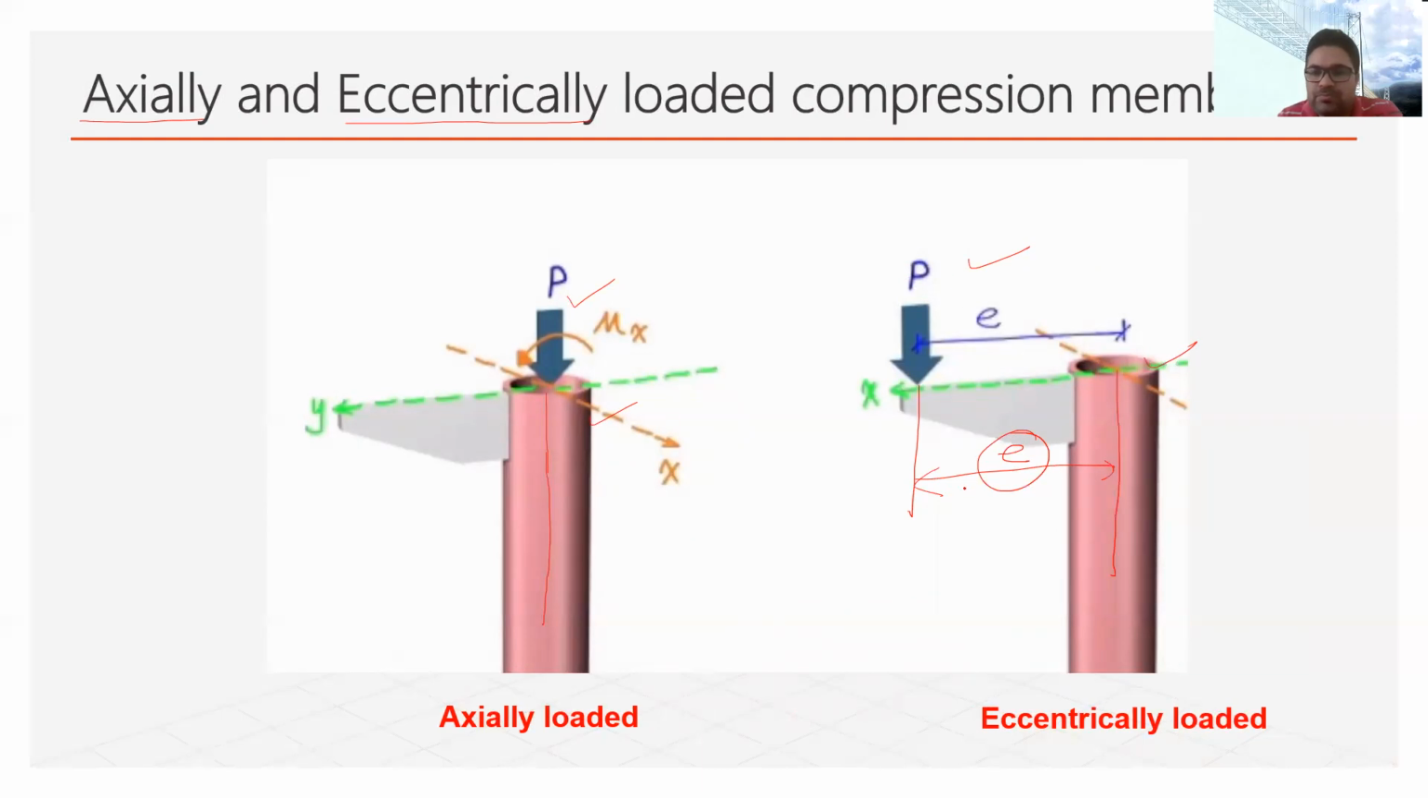Designing eccentrically loaded members is very difficult, while designing an axially loaded member is quite easy, and we can utilize the strength of the compression member more if we design members as axially loaded. In the case of an eccentrically loaded column, the maximum utilization of the strength of the member may not occur.